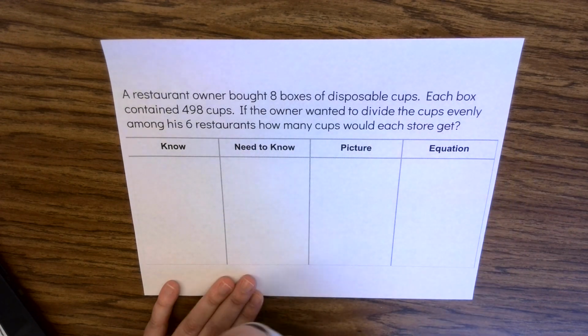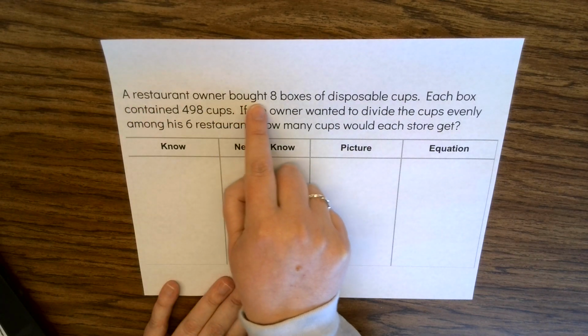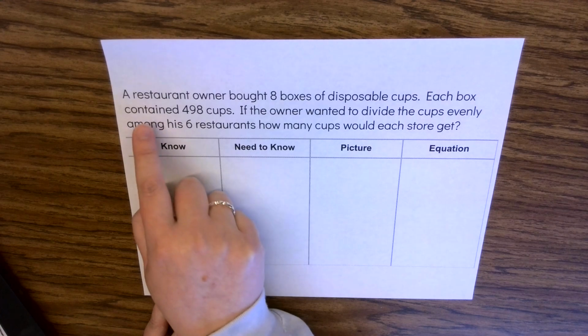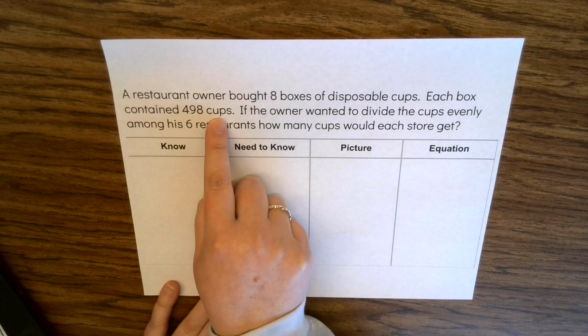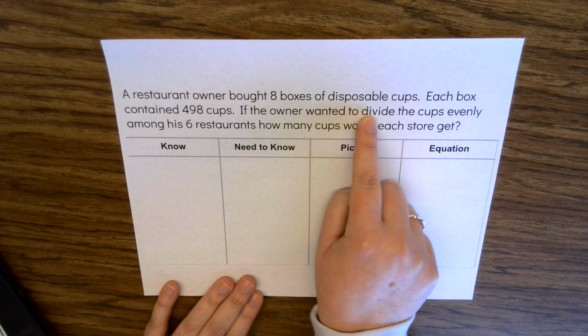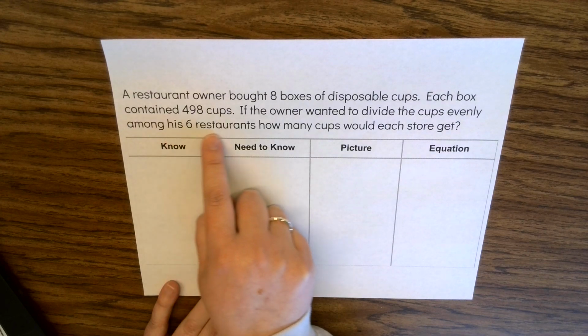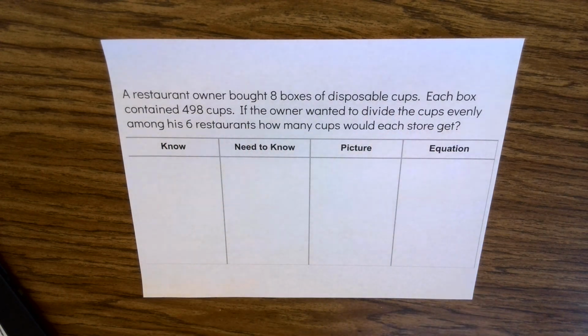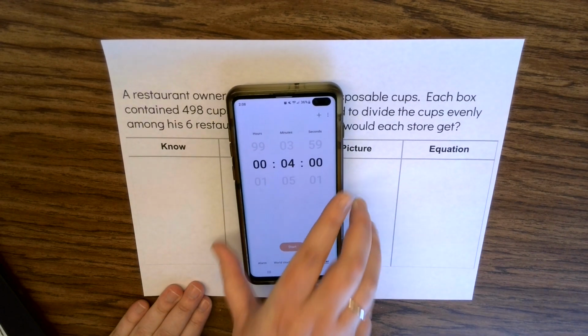I'm going to read it again. A restaurant owner bought 8 boxes of disposable cups. Each box contained 498 cups. If the owner wanted to divide the cups evenly among his 6 restaurants, how many cups would each store get? Now, I'm going to give you 4 minutes to solve this problem on your whiteboard. Go.